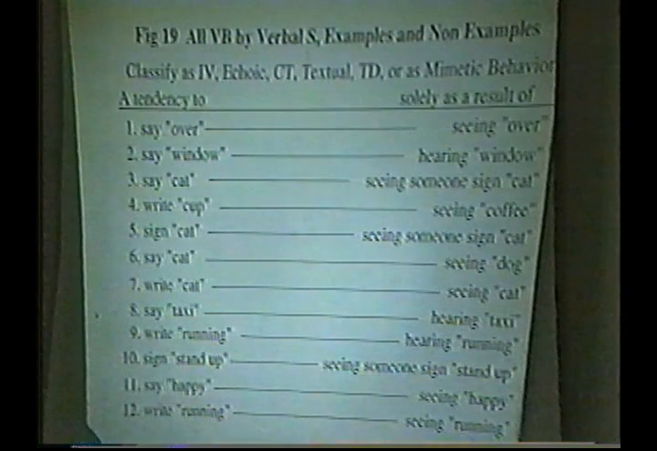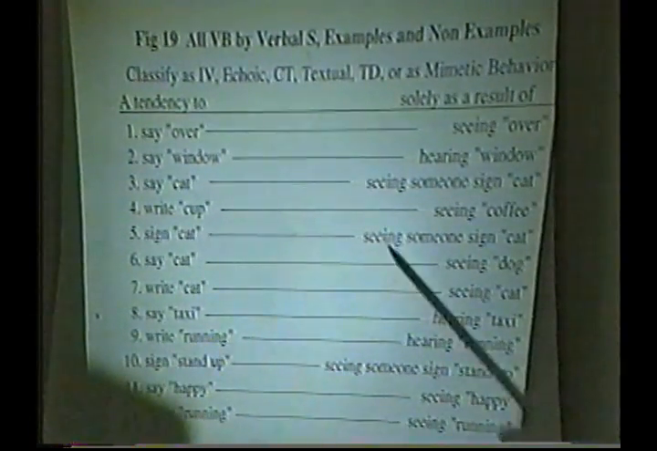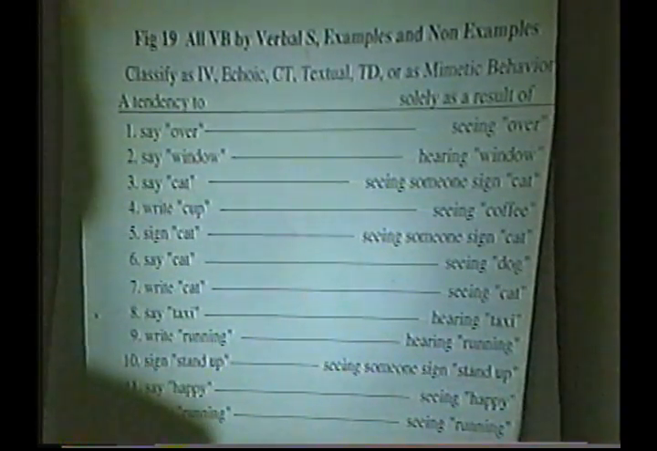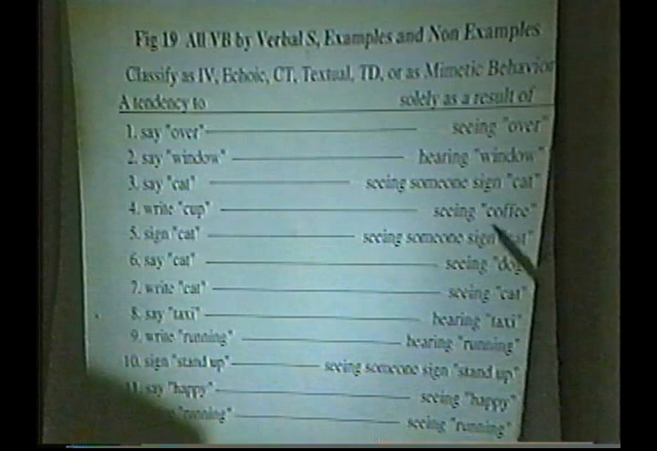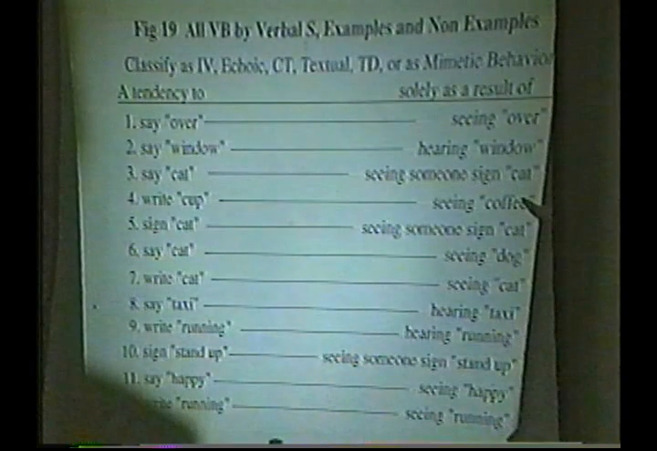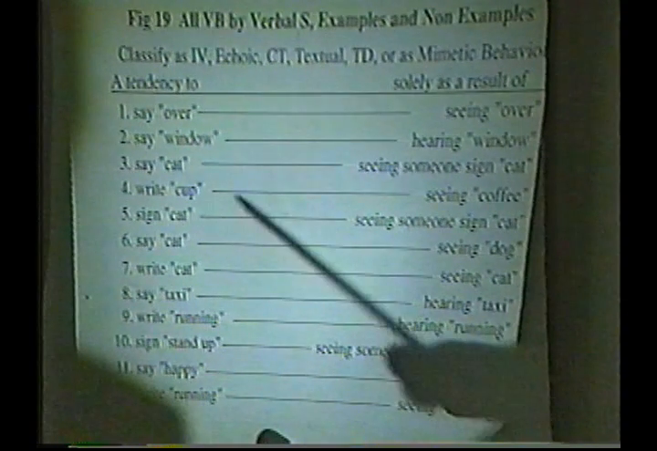Notice that many of Skinner's examples are given in vocal behavior, simply because he talks almost exclusively about vocal behavior, but everything he says also applies equally well to writing, to signing, and whatever. So you write cup as a result of seeing the word coffee. That's an intraverbal response. Coffee as a visual verbal stimulus has no point-to-point relationship with the parts of cup.